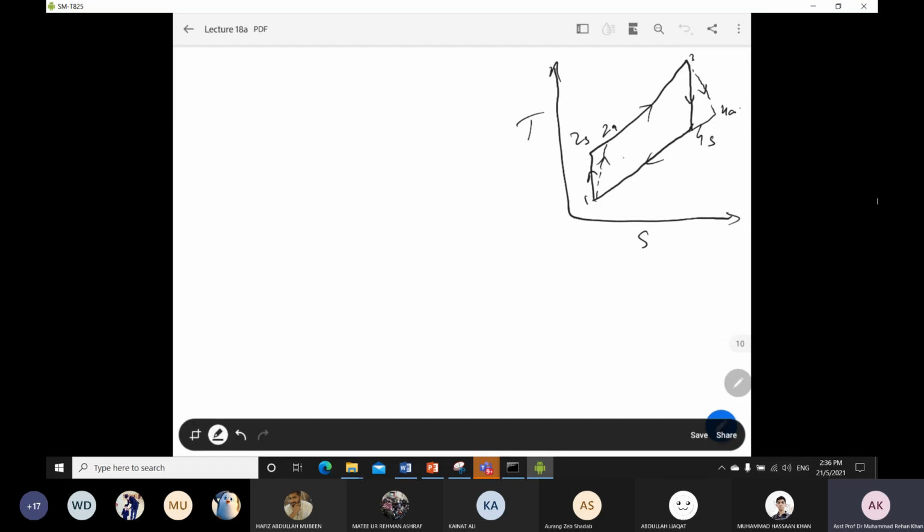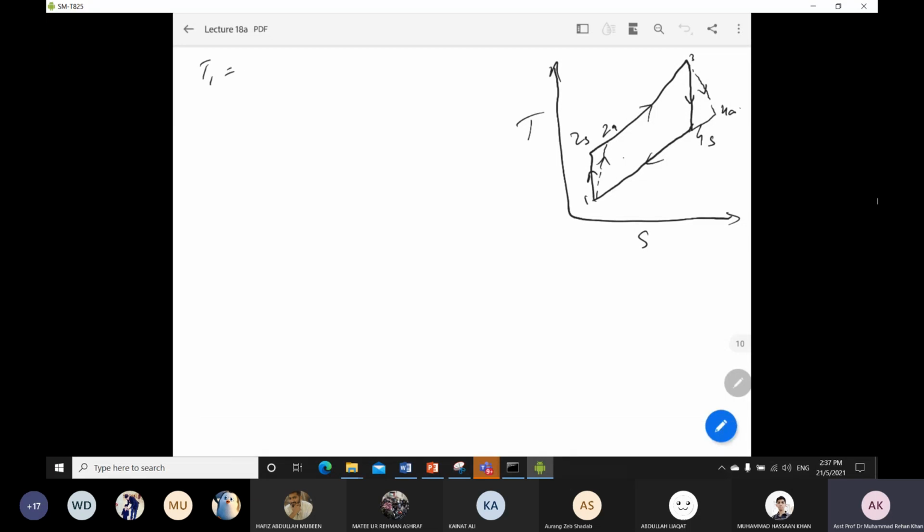Okay, so now coming towards the solution. The T-S diagram is shown over there, for the actual cycle and also for the isentropic cycle. From the question it is mentioned that T1 is equal to 300 Kelvin, which is 27 degrees Celsius.